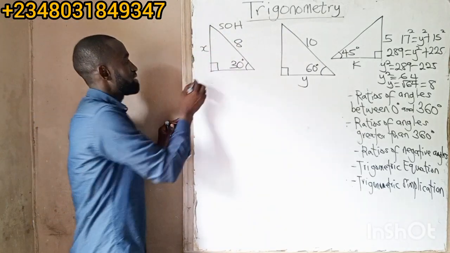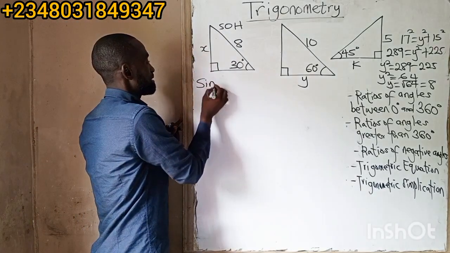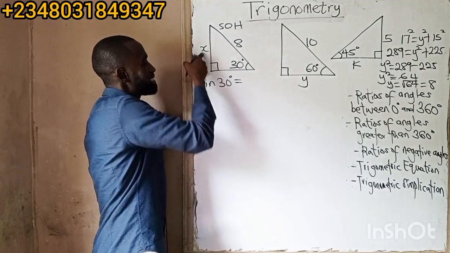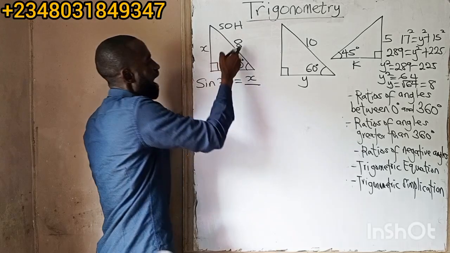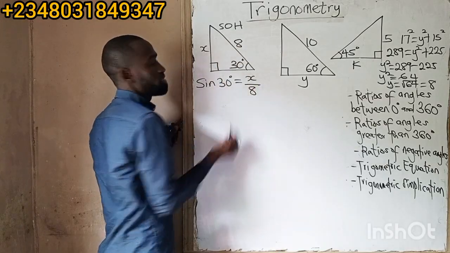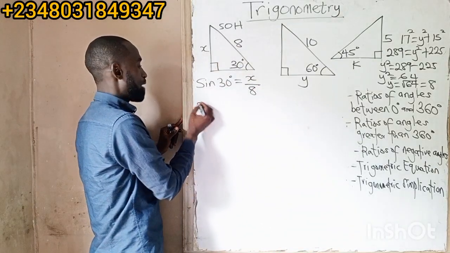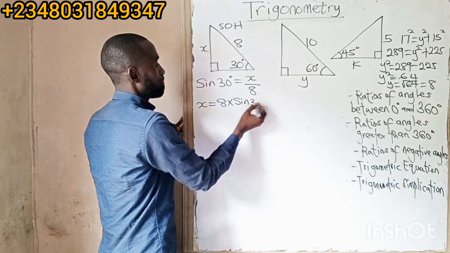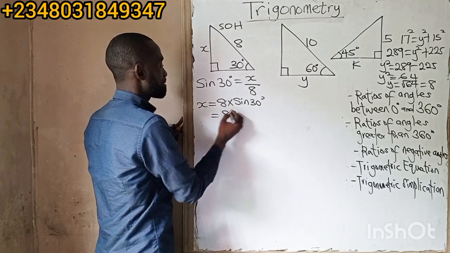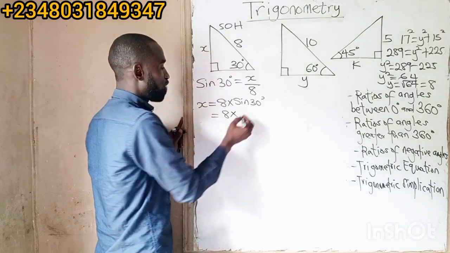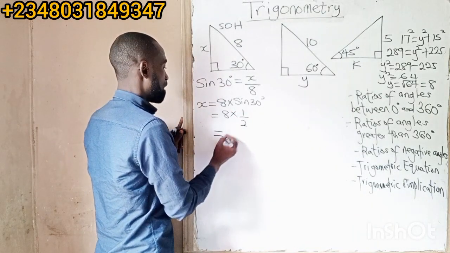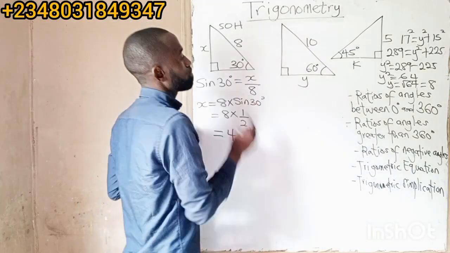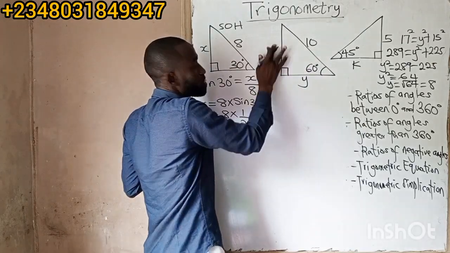So I'm having sine. So sine of 30. What's the meaning of sine? Opposite x over hypotenuse 8. So what's the next thing? I will cross multiply. So our x will be equal to 8 times sine 30. And that will give us what now? 8 times sine 30, which is 0.5 or 1/2. So this will give us 4. So our x is 4.